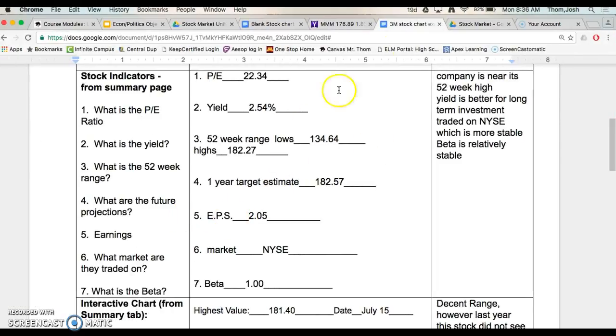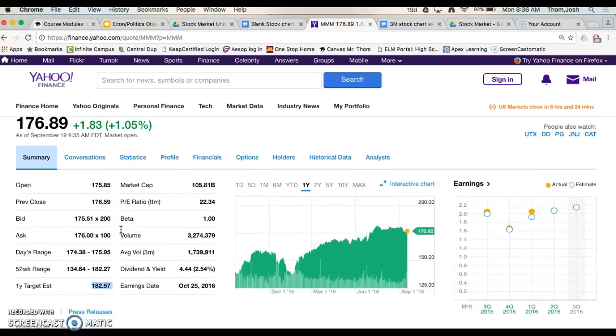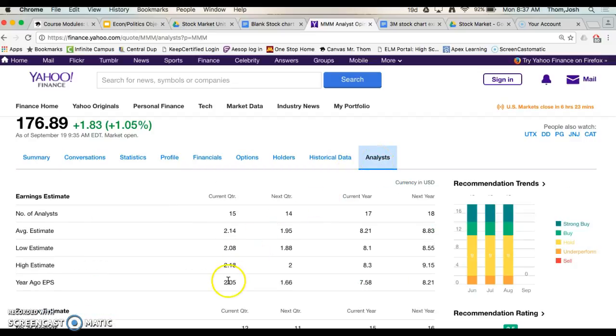Then the earnings per share is $2.05. This, unfortunately, is no longer on the summary page. But if you go to the analyst page, you're going to find it in here. It's under the current quarter for the EPS, 2.05. It's listed right here. Again, you'll have to just go to the analyst page in order to find that one.